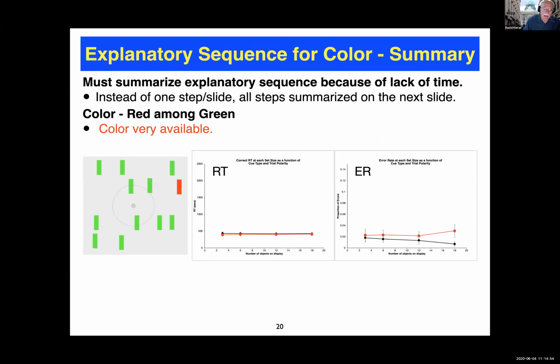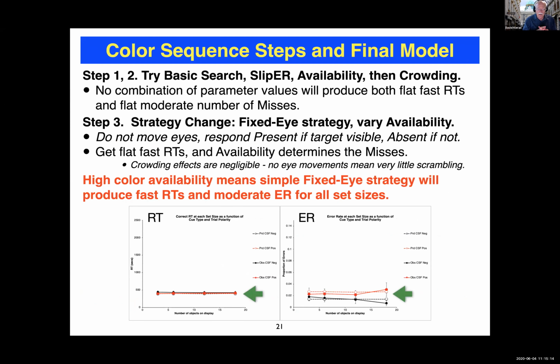Now I'm just going to have to summarize the next two conditions very briefly. Just a reminder of the color task. That's what it looks like. RTs are very flat and fast. The error rates are pretty flat too, but there are a few more misses than false alarms. I collapsed all the steps together here. Interesting. There's no combination of basic search, slip errors, availability, and crowding that will give us both of those key characteristics of the data. Try changing the strategy. To get the flat and fast RTs, we just say don't move the eye at all. And then it turns out varying availability will give us the miss rate that we want.